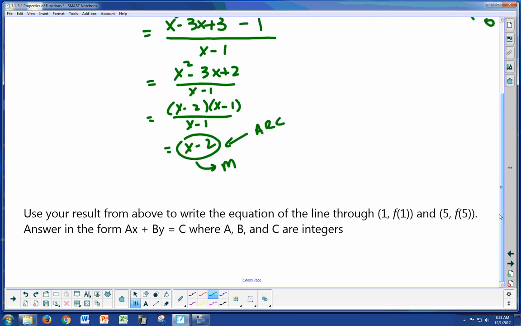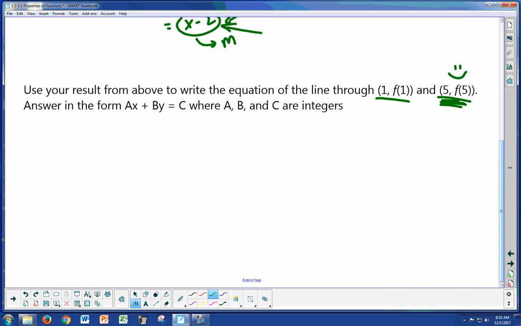It says, use your result from above to write the equation of the line through (1, f(1)) and (5, f(5)). Aha! Guess who that is? That's our happy face guy. That's (x, f(x)), because in the previous problem, they told us what (1, f(1)) was and what the function was. So this (5, f(5)) now, we are fixing our point, and we don't have to use anything except for this guy right here, that x minus 2. So notice that in this particular case, the 5 is representing x, and so x minus 2 is going to equal 3. And the number 3 is going to be the slope.